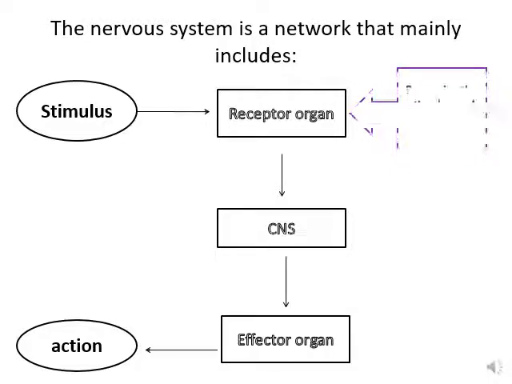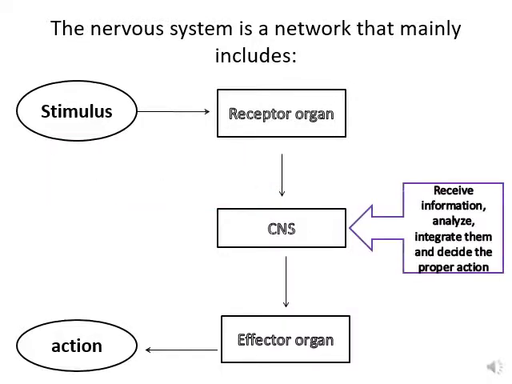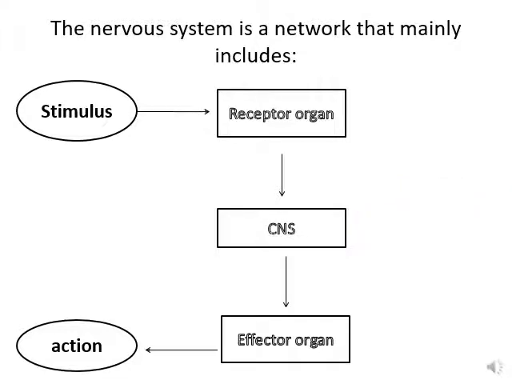This message is carried to the central nervous system, but it has to be carried by a special taxi. This taxi is called the sensory neuron. A neuron conducts a message from the sensory organ toward the central nervous system through a pathway called the sensory pathway. The function of the central nervous system is to receive information, to analyze it, to integrate it, and take the proper decision.